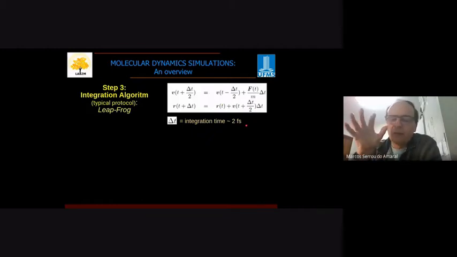In general, in most simulations of proteins, the integration time is 2 femtoseconds. That is a really small time. A femtosecond is 10 to the minus 15 seconds, I think. But yes, it's a short time. Okay.